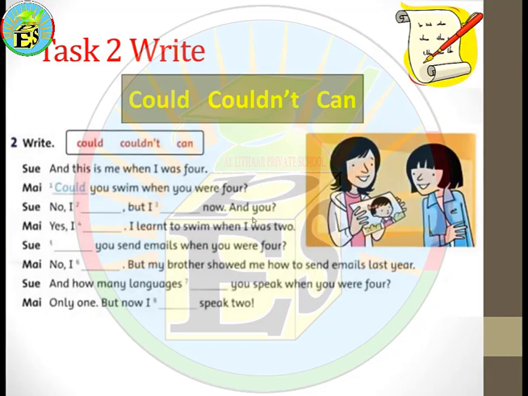Because the story happened in the past, and it's already finished. Now let's start with task number 2. Here we have 3 words to put in the right place. Could, couldn't, and can. Could and couldn't in the past and can in the present. Let's read this dialogue between Sue and May. Sue is the girl holding the photo. She's wearing a pink t-shirt and a white jacket. And May is the girl wearing the blue jacket.